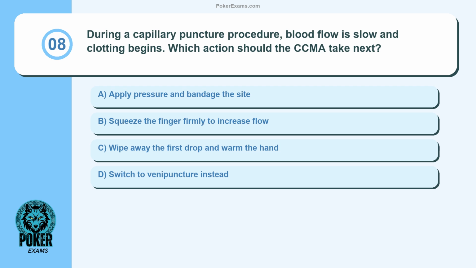Question 8. During a capillary puncture procedure, blood flow is slow and clotting begins. Which action should the CCMA take next? Apply pressure and bandage the site. Squeeze the finger firmly to increase flow. Wipe away the first drop and warm the hand. Switch to venipuncture instead.